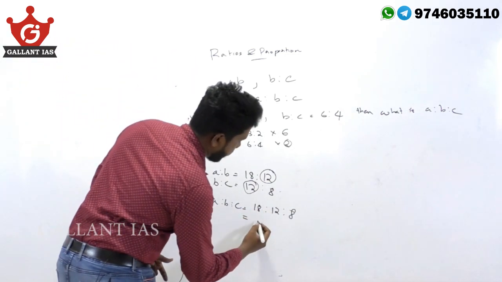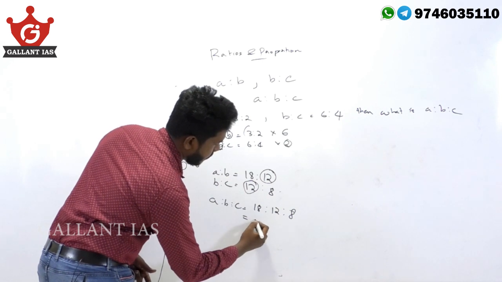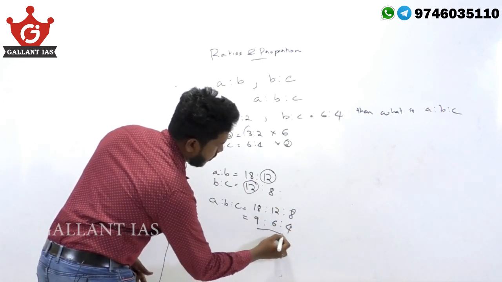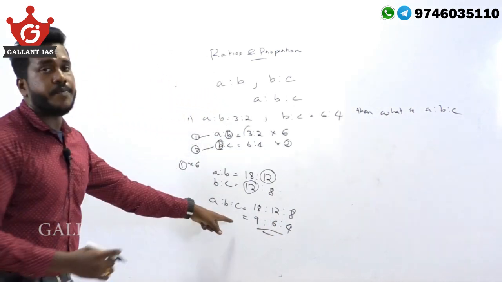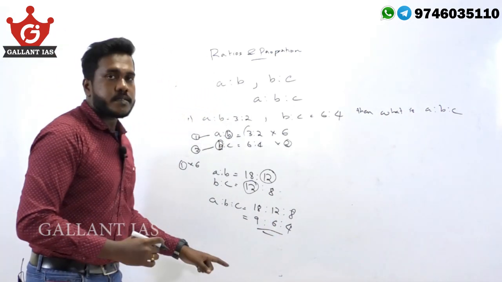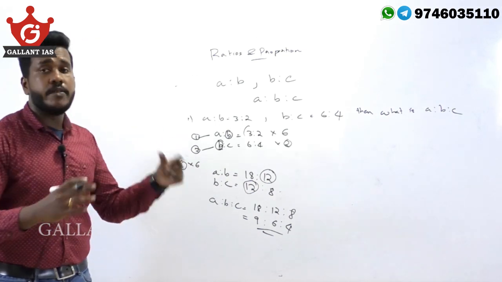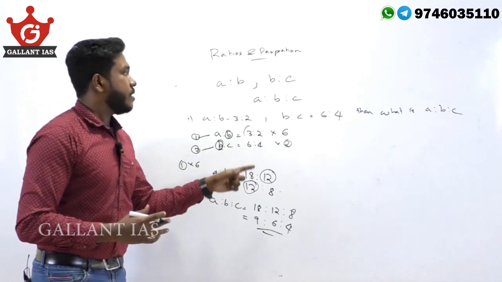That is, dividing 18 by 2, what will we get? 9, 6, 4. Okay, this is the simplified form of A is to B is to C. Got it? This is actually the basic question. Sorry, this is actually the conventional method to do the question.